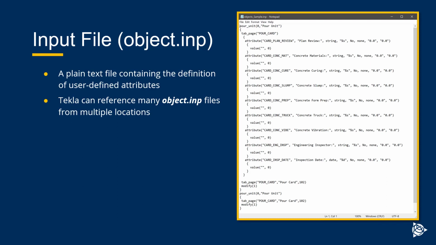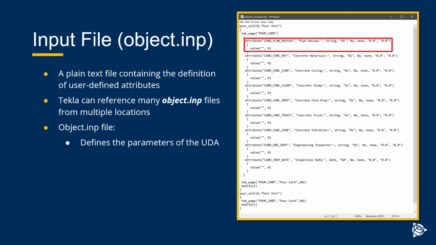Now, keep in mind, Tekla can reference many object.imp files from multiple locations, as stated before. So you can have these in firm folders and project folders that you only use part of the time, some of the time, or for specific instances. Inside of an object.imp file, you're going to find some key elements. First, the definition of the attribute, these parameters, and we'll break this down here on the next slide, of what goes into defining an actual attribute.